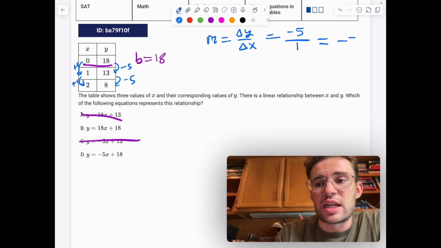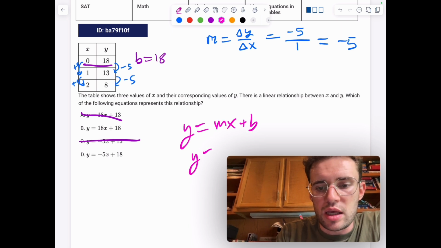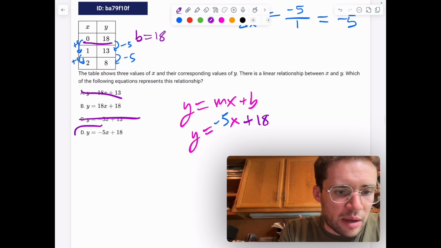So we'd say our slope is negative 5, which would mean that if we wrote it out, we would do Y equals mx plus b, which is Y equals, our slope we said was negative 5, negative 5x plus our y-intercept is 18. So that'd be option D.